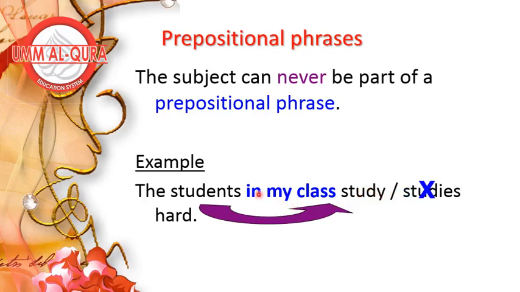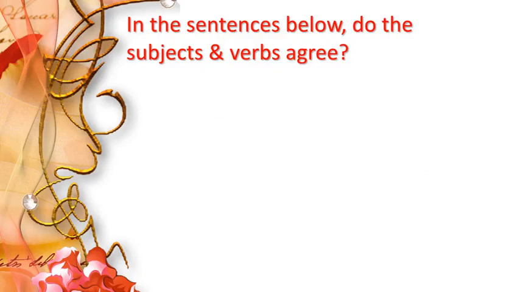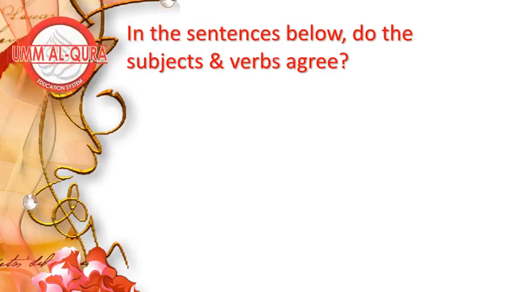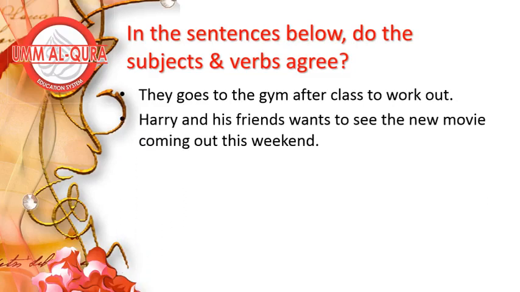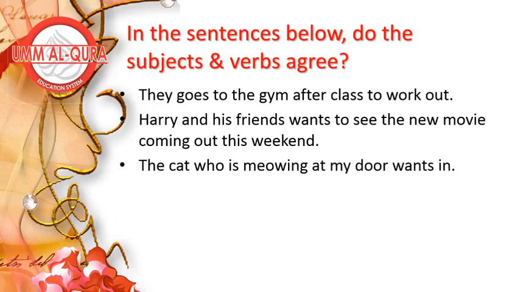What will be the correct subject and verb? Students and study. In the sentences below, do the subject and verb agree? You have to give me the answer on our channel by commenting, posting, or mailing me, whatever way you like. "They goes to the gym after the class to work out." They and goes: they is plural, so goes will not come. "Harry and his friends wants to see the new movie coming out this weekend." I'll be waiting. "The cat who is mewing at the door wants in."